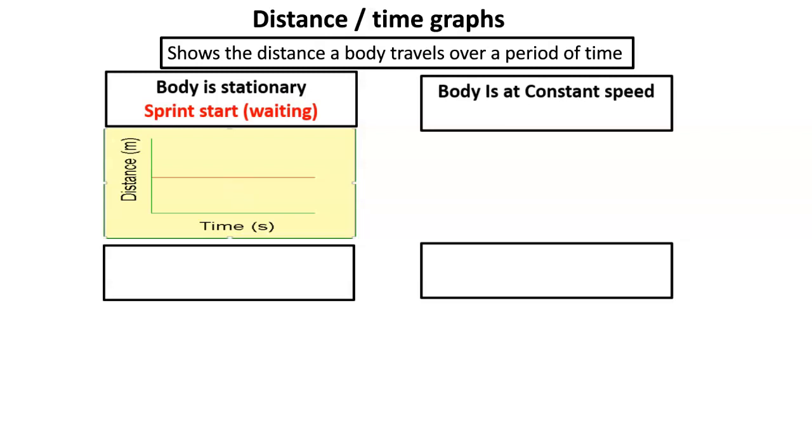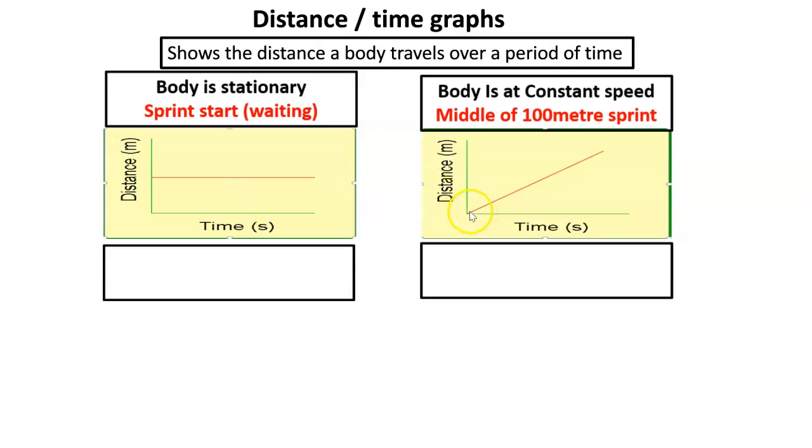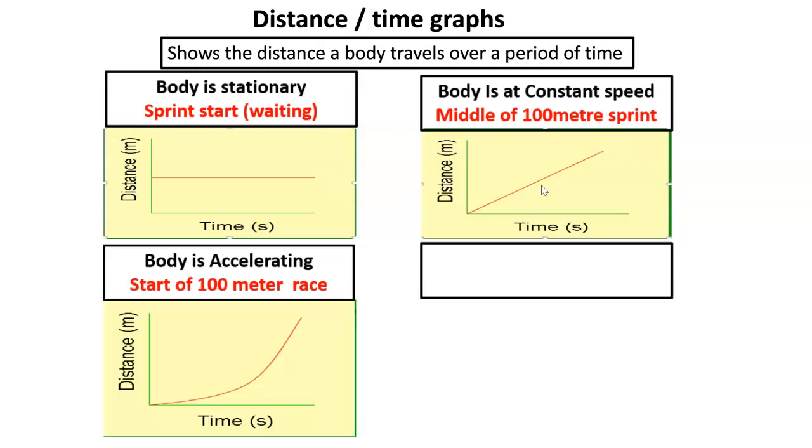If the body is at constant speed, for example the middle of the 100-meter sprint, distance and time will work in this linear fashion, as so. Now, if a body is accelerating, we would get an upward curve with regards to time and distance travelled. The distance travelled is shorter when time is longer due to us accelerating. So for example, at the start of a 100-meter race.